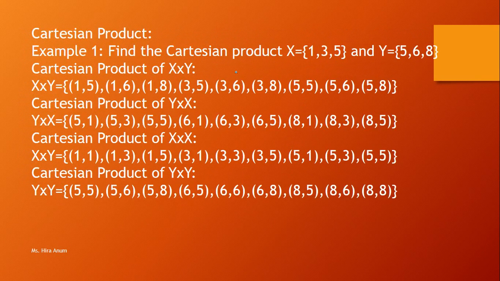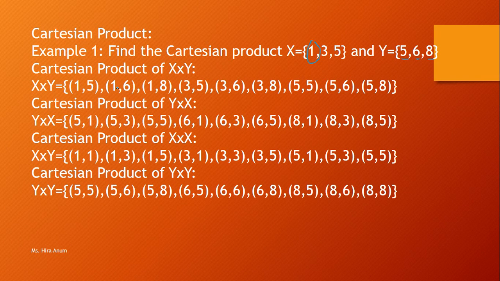Cartesian product. In the Cartesian product, x equals 1, 3, 5 and y equals 5, 6, 8. You can write 1 with the first element of y, 1 with the second element of y, 1 with the third element of y. The writing style is a small bracket: first element of x, second element of y.